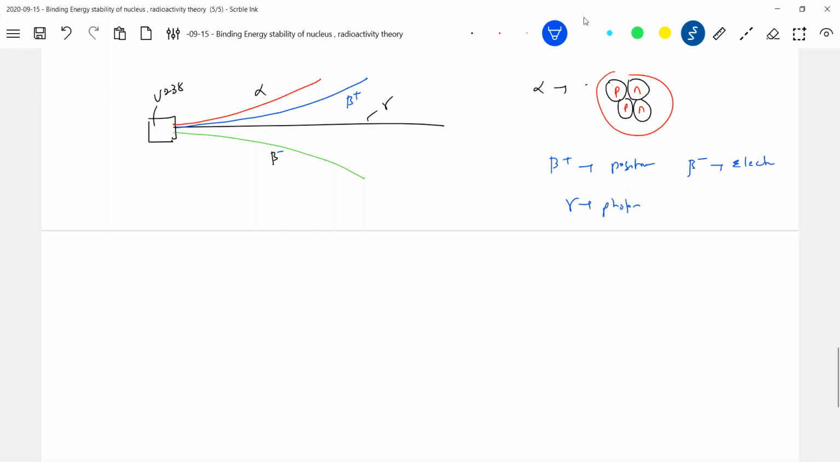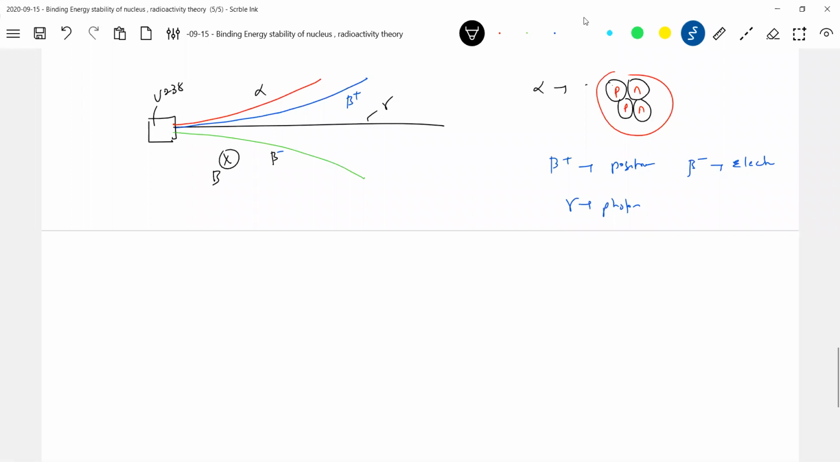How do we show this? I'll keep a magnetic field, because the ejected particle will have velocity, and there is an external magnetic field here. So the field is into the plane, perpendicular to the velocity. A positive charged particle will deflect upward, negative charged particles will deflect downward, and those which are neutral just move undeflected.